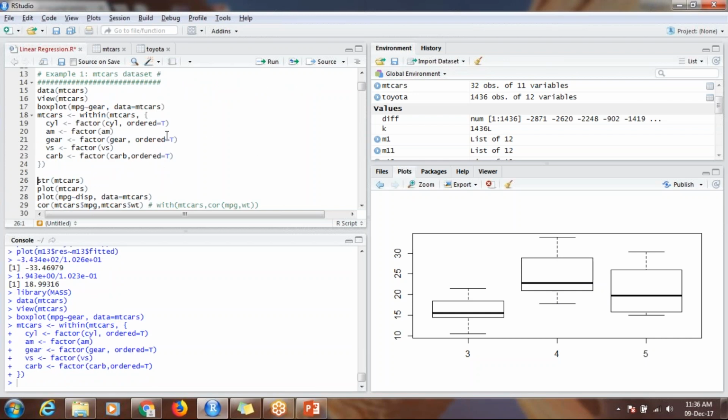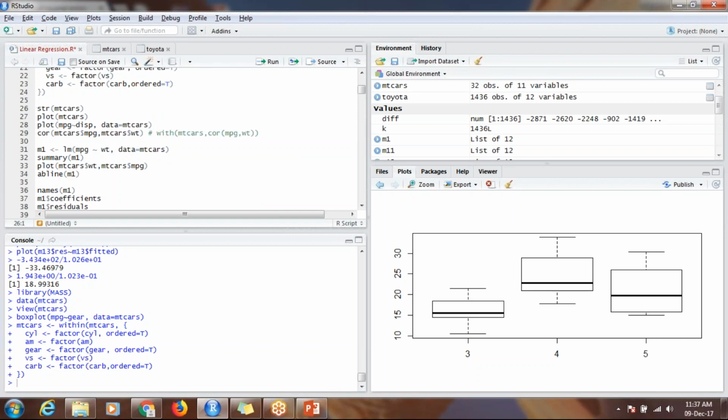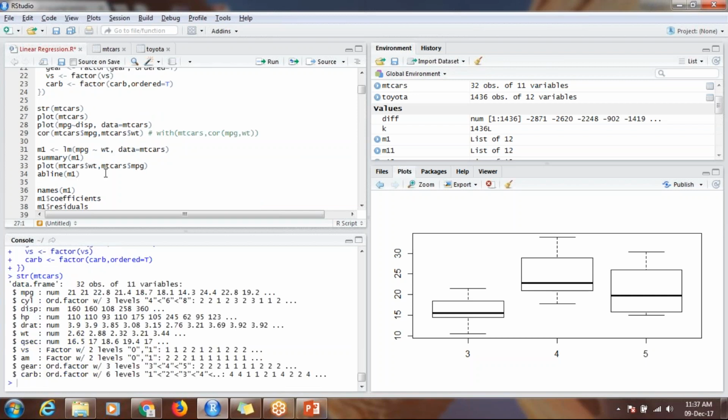So here I make some changes in the model that I'm using. I have made my cylinders into a factor. AM as a factor, as I said, it is either 0 or 1. Gear also a factor, so it is only 3, 4 or 5. VS is also the same kind of factor because I have only 0 or 1. Same thing with carb. And let us now look at the structure of mtcars. So here I have made most of them factors. So it has been transformed accordingly.